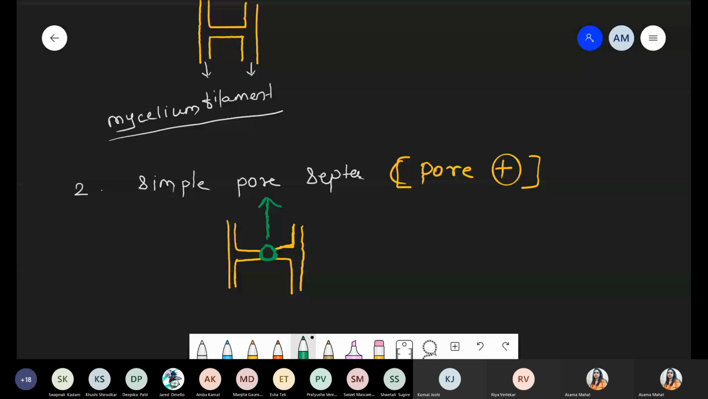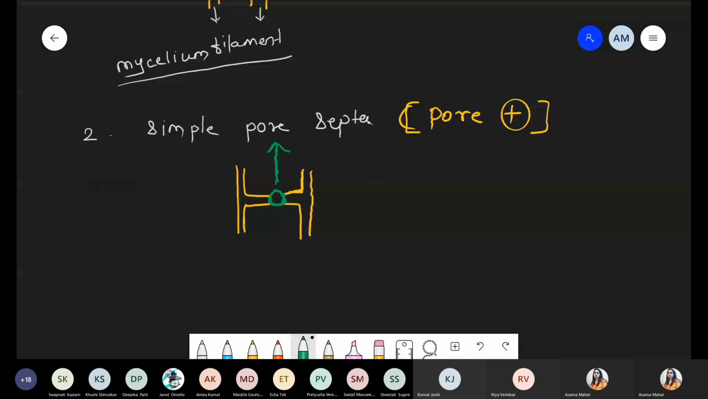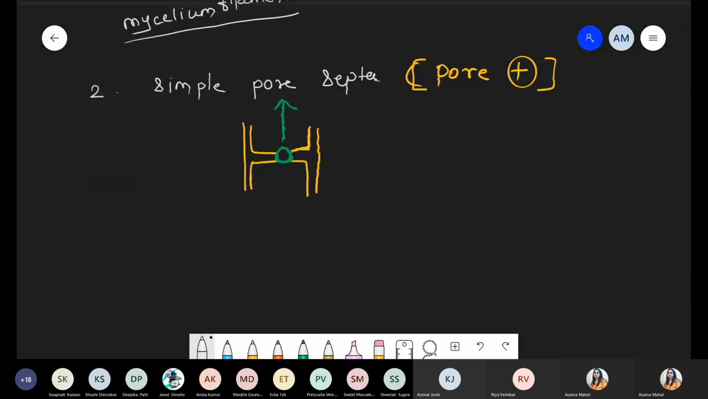And the third point, from where the question will be made, is dolipore septa.